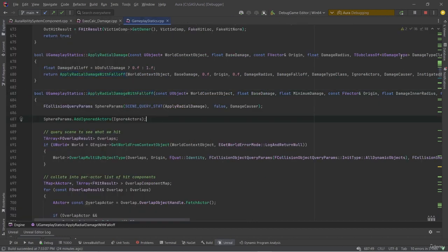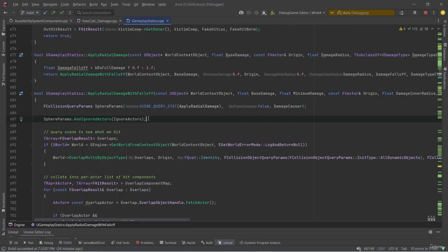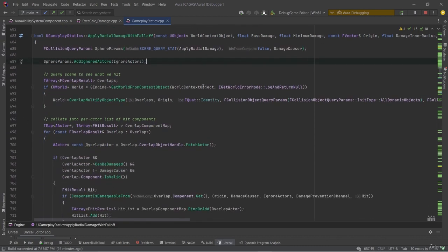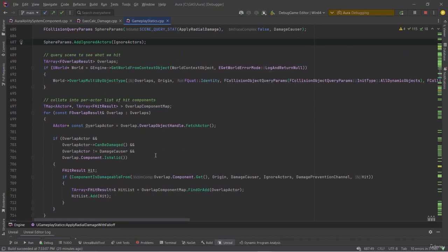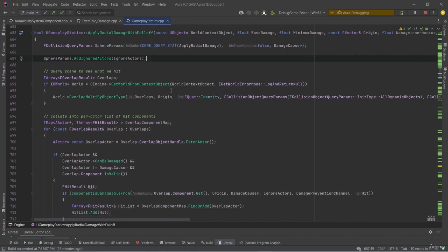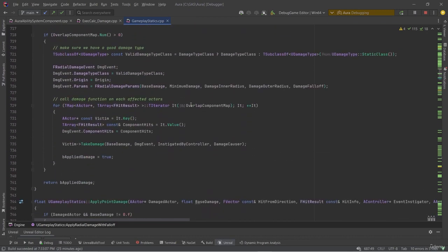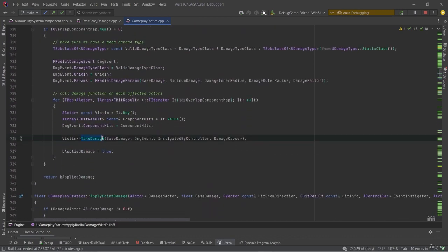In fact, Unreal Engine's damage system itself is quite interesting. It has damage capabilities, but it doesn't really have a built-in concept of health. You're supposed to do with these damage functions what you need for your project. So apply radial damage with fall off is just going to perform this algorithm where it actually sees which actors are overlapping with it, and for any actors overlapping with it, it's going to, if we scroll down to the bottom, call take damage on it.